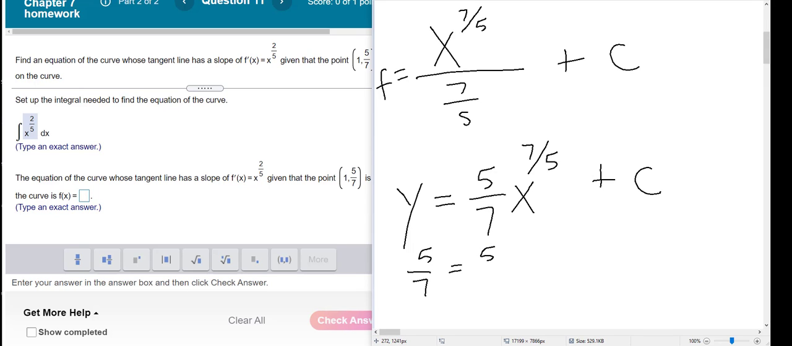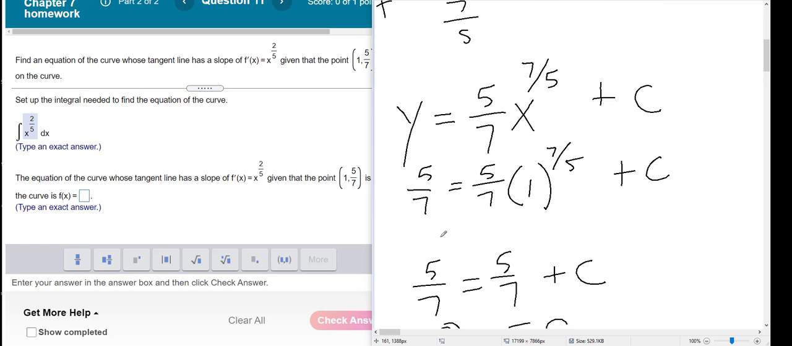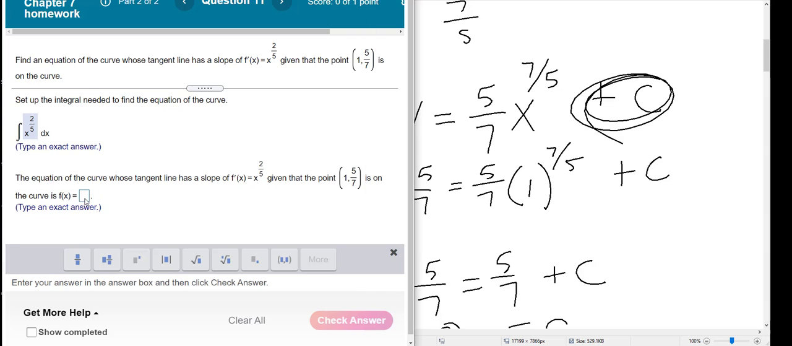5/7 equals 5/7 times 1 to the 7/5 plus c. And 1 to any power is just 1, so 5/7 equals 5/7 plus c, so c is 0 this time. It's not always 0, it's just 0 this time. So we don't need this because it's 0. So our curve, our original curve, is 5/7 x to the 7/5.